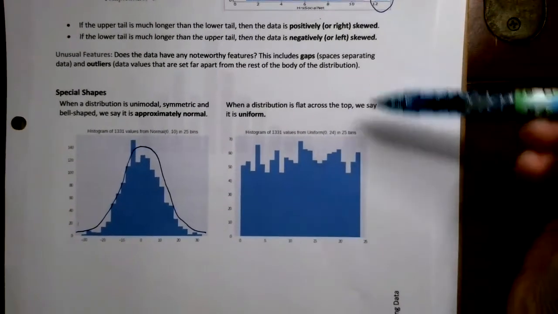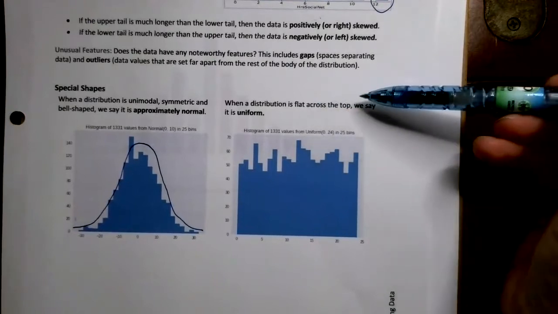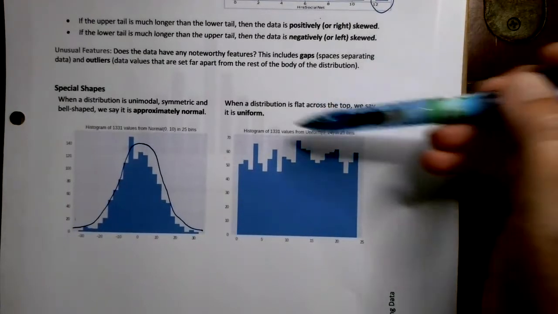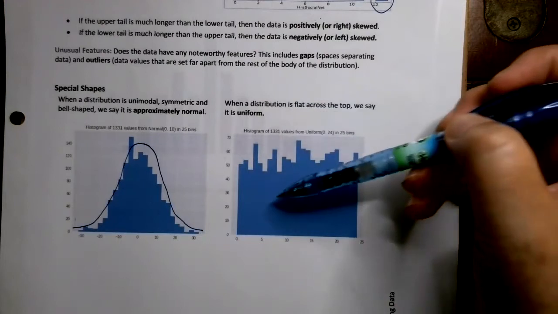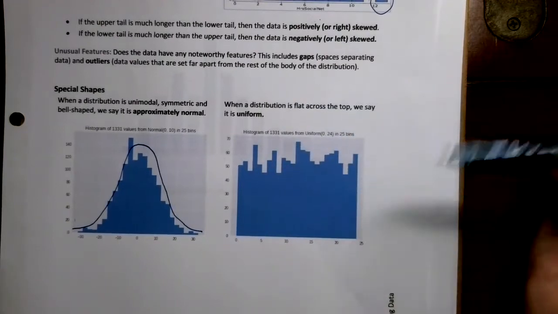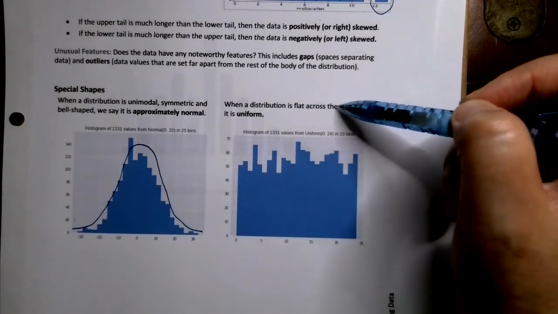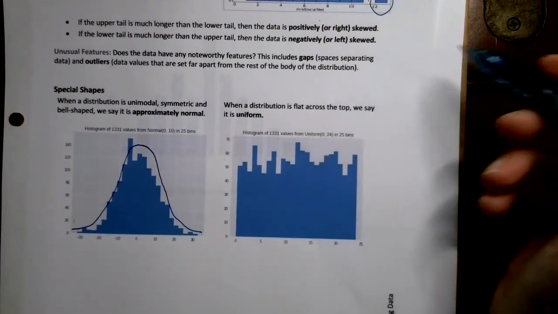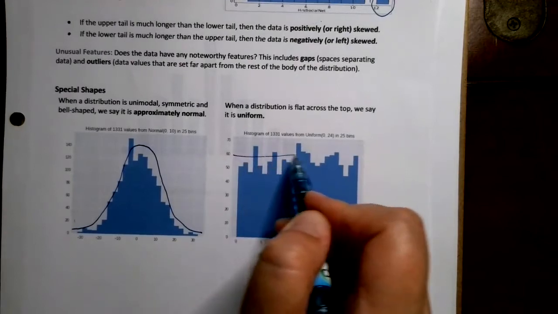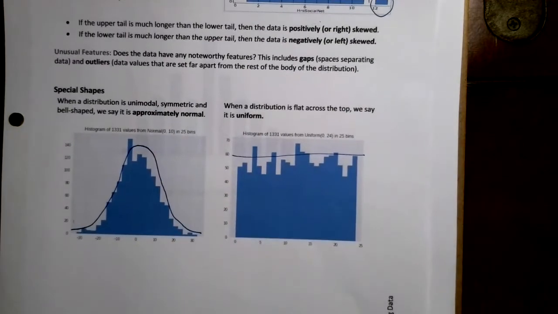Another shape that's noteworthy is the uniform distribution, and that's the distribution that looks like this. The distribution is flat across the top. We say it's uniform, so like that.